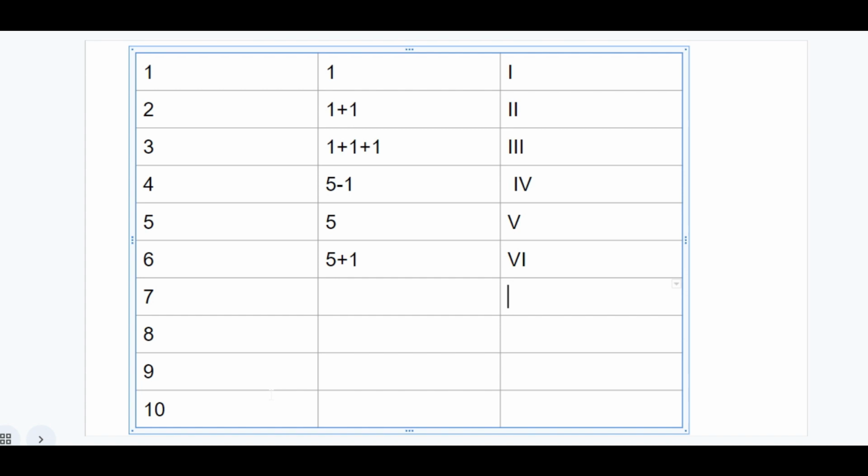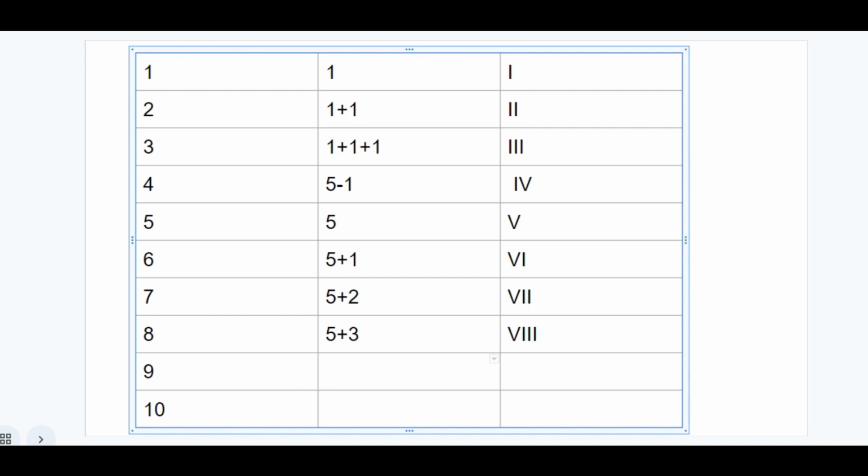Now 5 plus 2 will give me 7. So what is 5? V, and 2 is 2 times I. So this is your 7. And now what about 8? 5 plus 3 is 8, and V plus 3 times I will give you 8. Do you understand?